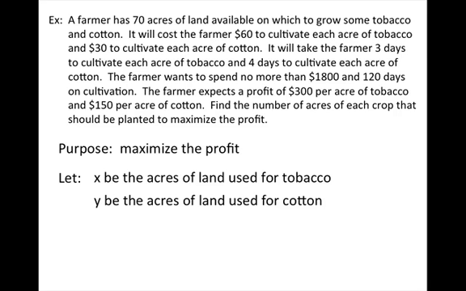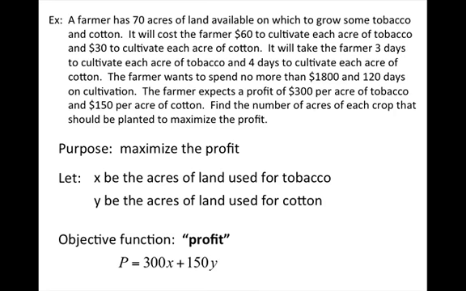Then we find our objective function, just to get it out of the way. Look back at the purpose of the problem. I want to maximize the profit, so my objective function is going to deal with profit. Well, the farmer expects a profit of $300 per acre of tobacco and $150 per acre of cotton. So P is 300X plus 150Y.